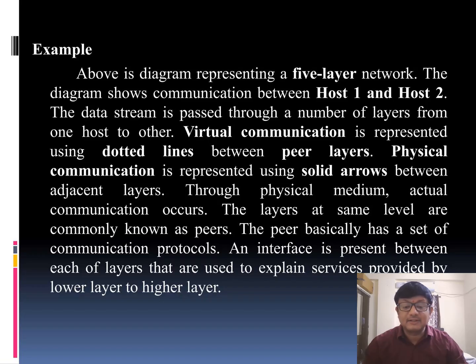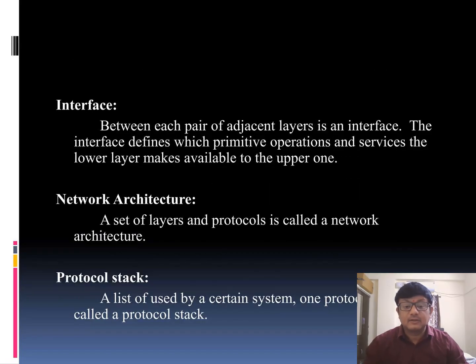An interface is present between each of the layers and is used to explain the services provided by the lower layer to the higher layer. What is an interface? Between each pair of adjacent layers is an interface. The interface defines which primitive operations and services the lower layer makes available to the upper one. Network architecture is nothing but a set of layers and protocols. A protocol stack is the list of protocols used by a certain system, one protocol per layer.